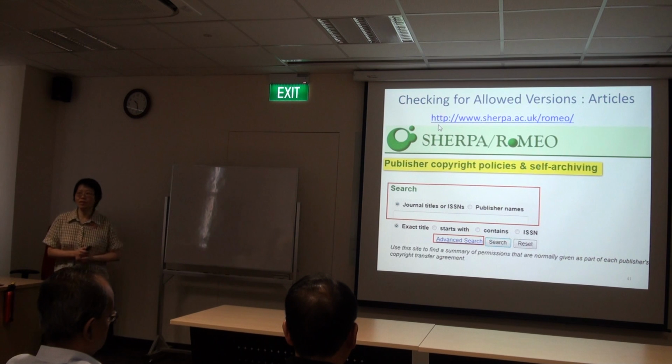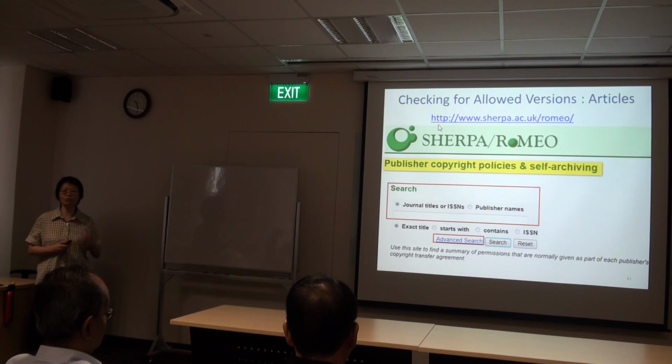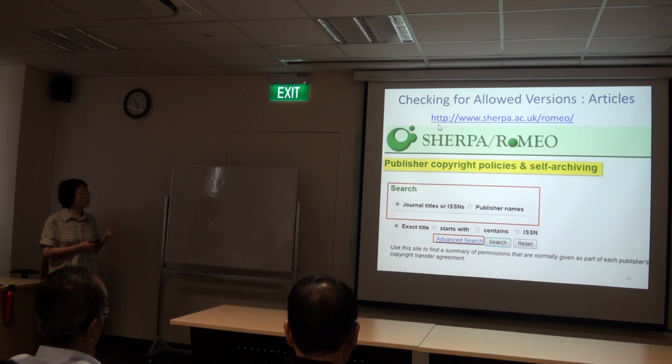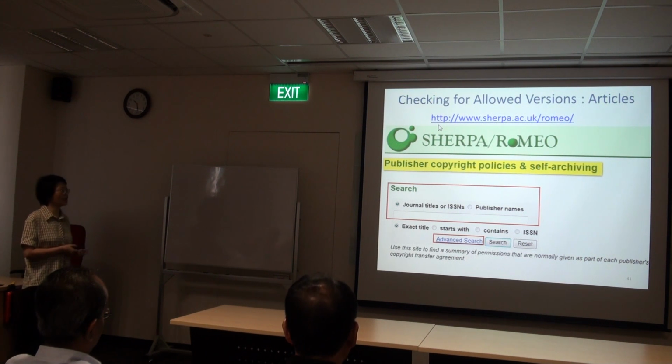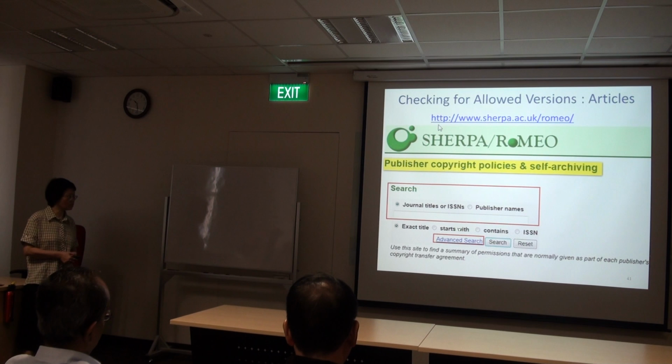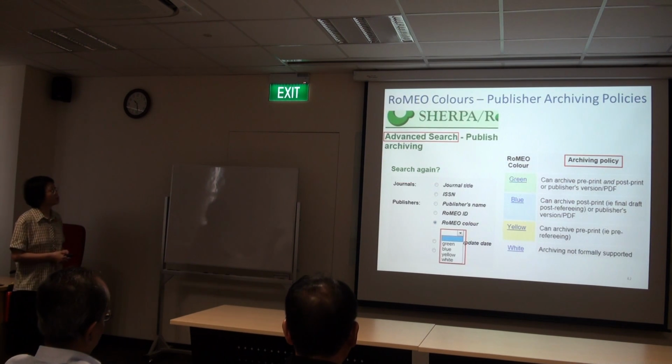Okay. Just now there was a question of how do we check the policy, right? And whether we can put it on author's websites, your website. Right? So for articles, if your work is an article, you can check Sherpa Romeo website, as Shuan mentioned. Okay, at this website, you can simply search the journal title or the ISSN, which is the International Standard Serial Number, or by publisher. Okay, and you can also use the advanced search feature. Okay.